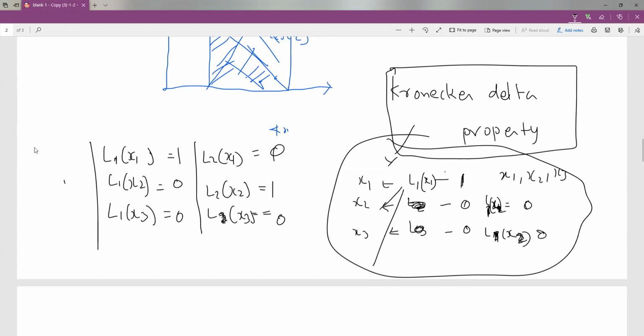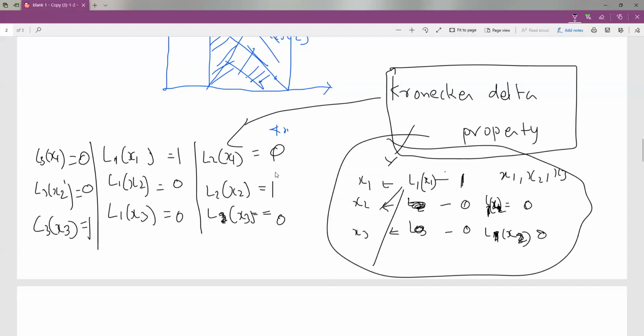And the last one, L3 at x1, L3 at x2, L3 at x3. So this should give you one value at its own node, and at other nodes it should give you 0 values. And this is called the Kronecker delta property. So we use this simple property, which will help us in determining whether it is linear, quadratic, and even the higher order Lagrange interpolating functions.